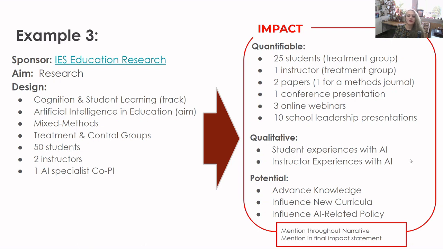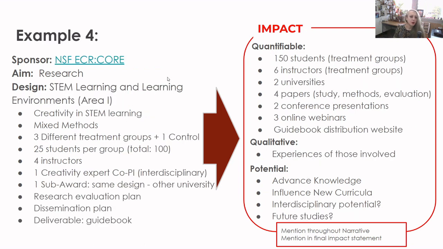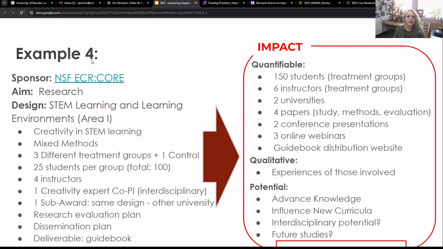And on the qualitative level, you'll understand the experiences of the students with AI and of the instructors with AI, and you can build something around that. You have a good potential of advancing knowledge, influencing the new curriculum that comes out from the federal government and from other sources, and you have an ability to influence AI-related policy as well, which is also a big point of discussion. Again, you would add this in your narrative, and you would mention it in the final impact statement as well.